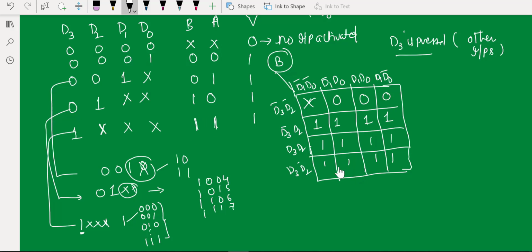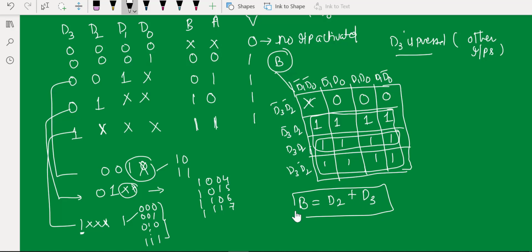Now this is your K map. Now I can form 2 octets. This is one octet and this is another octet. You don't have to consider the don't care output here because it's not going to reduce the expression. So if you write the expression for B, in this case it will be D2, and in this case it will be D3. So this is the output expression for B.